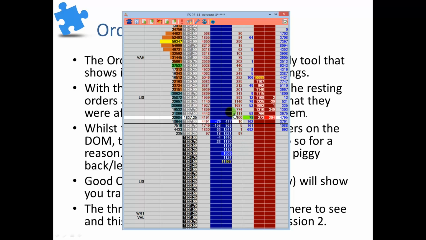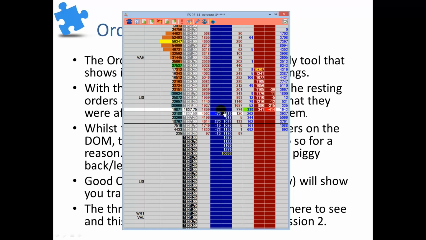Now, obviously what we can see here in this blue column are the floors, and what we can see in the red column are the ceilings. In terms of manipulation, we can actually see in the outer blue and red columns the pulling and stacking activity in what we call the snapshot. This is kind of neat to watch. So I can see basically they've added at 1837, they've added just over 230 contracts right now.